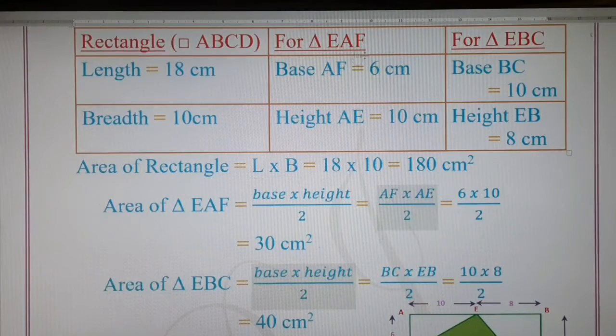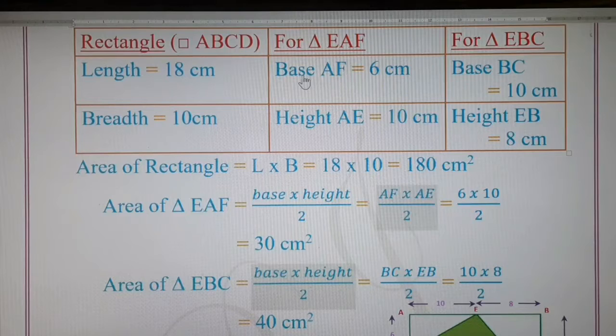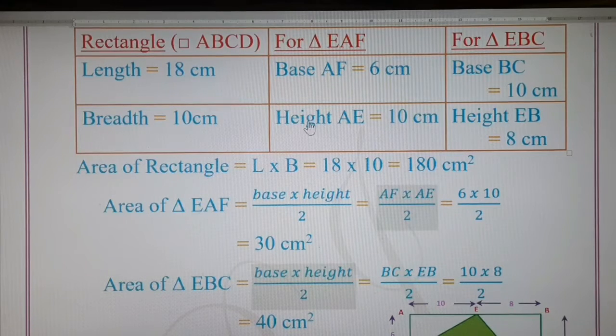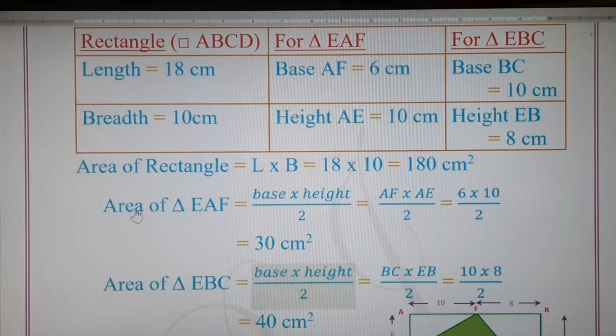Similarly, we are getting 2 triangles in this diagram. First triangle is triangle EAF and the second is triangle EBC, where I have written the base AF as 6 centimeter and the height AE as 10 centimeter. In the second triangle, I have written base BC as 10 centimeter and height EB as 8 centimeter. So in order to find the area of these 2 triangles, the minimum details have to be first noted down, and then only we will start the calculation of the area of both the triangles and the area of the rectangle.